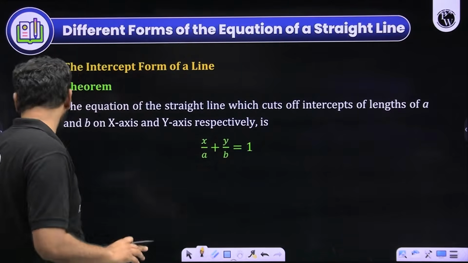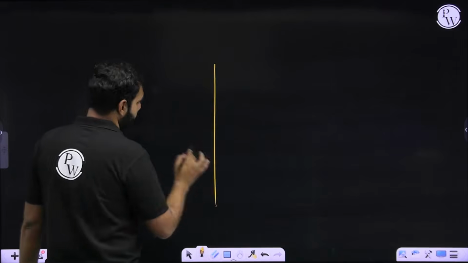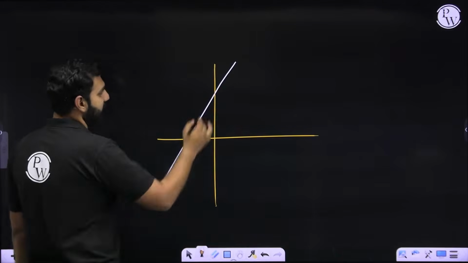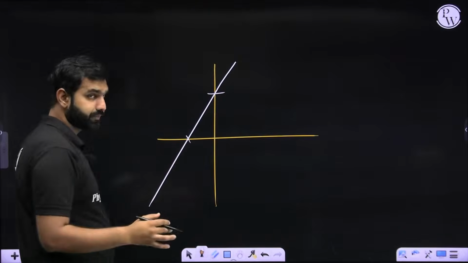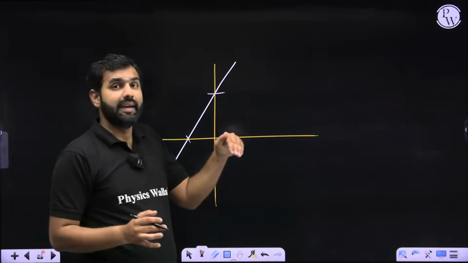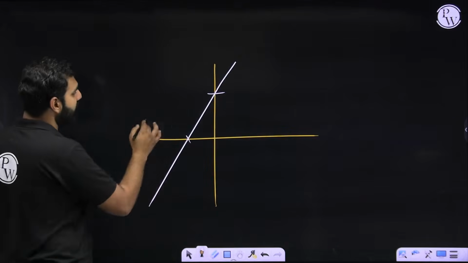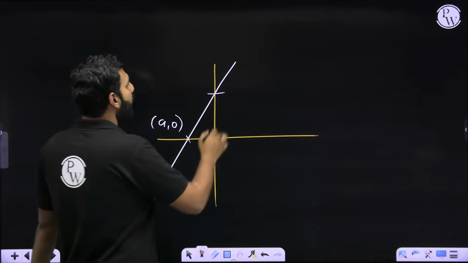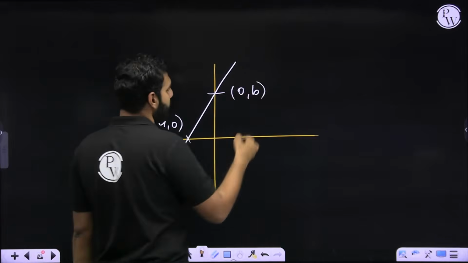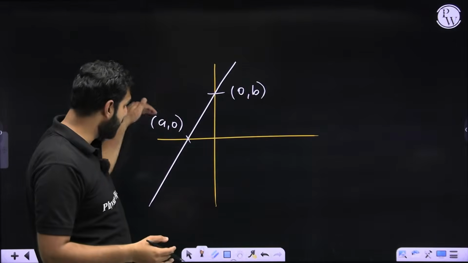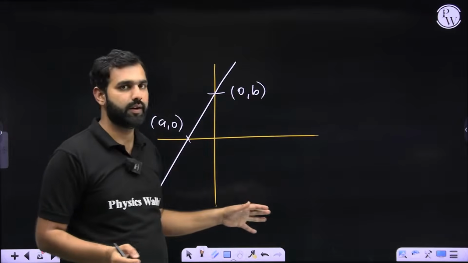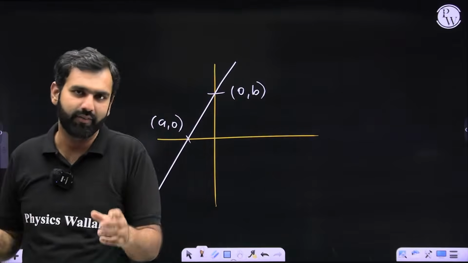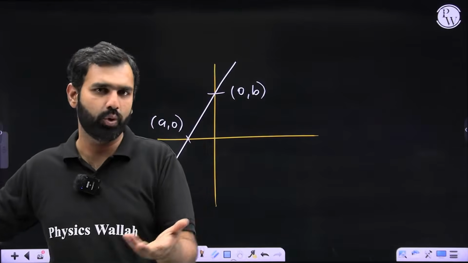I hope you remember, let's say there is a straight line and there are the x-axis and y-axis. The straight line intersects the x-axis and y-axis at these 2 points. Let's say the x-axis is intersected at a comma 0, and the y-axis is intersected at 0 comma b. Of course, it can be anywhere. It can be in the 3rd quadrant, 1st quadrant, 4th quadrant, wherever it is. Accordingly, the values of a comma 0 and 0 comma b will be decided, whether positive, negative, or both.